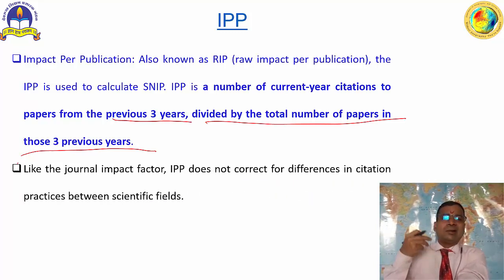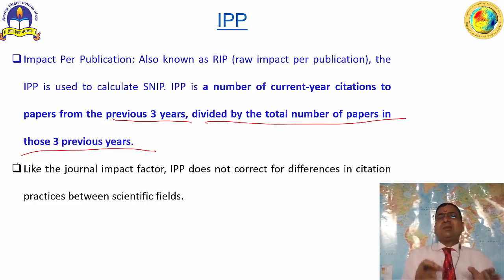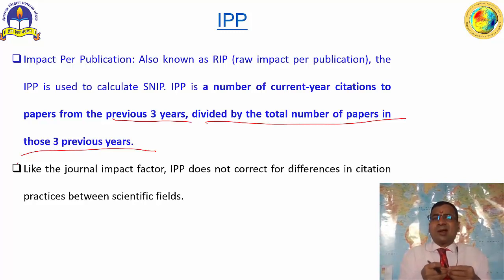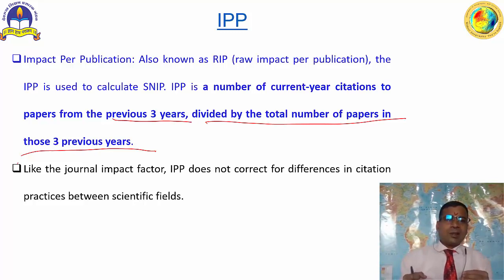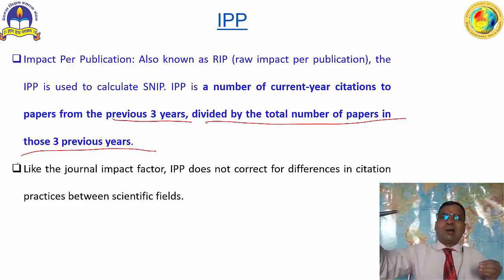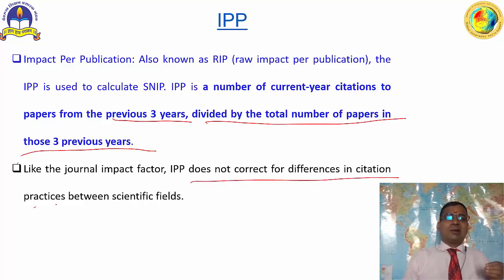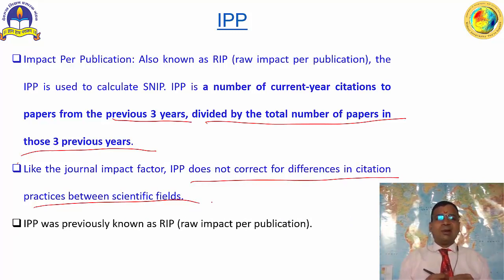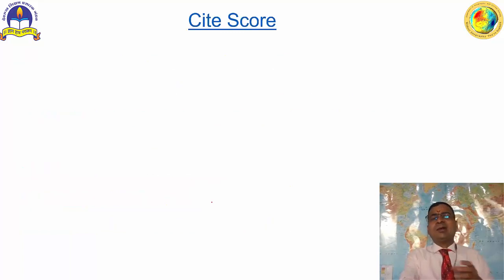Then, actually SNIP, IPP, RIP are not the impact factors. These are the various methodologies used to determine the quality of the journal. And like the journal impact factor, that is regular impact, for example SJR is providing impact factor, it is not providing IPP or RIP or SNIP. IPP does not correct differences in citation practices between the scientific fields. IPP was previously known as RIP and now it is called IPP.